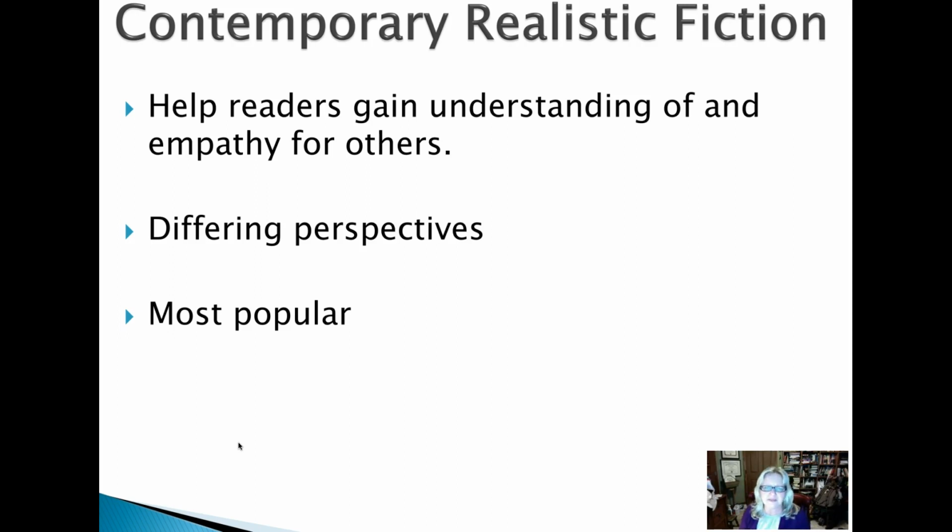The other thing about realistic fiction, it's often the most popular type of fiction. It's not my favorite, but many adult readers and children and YA really like realistic fiction.